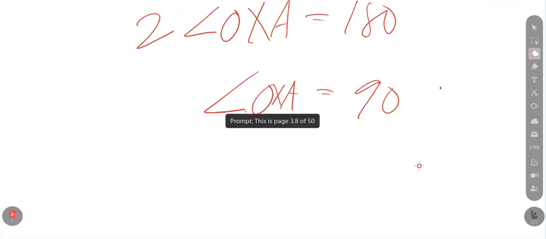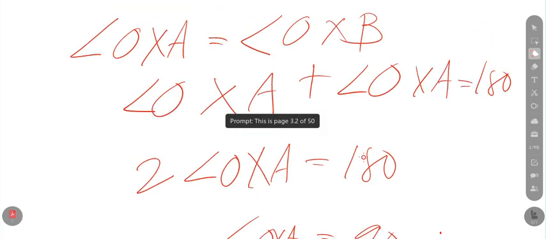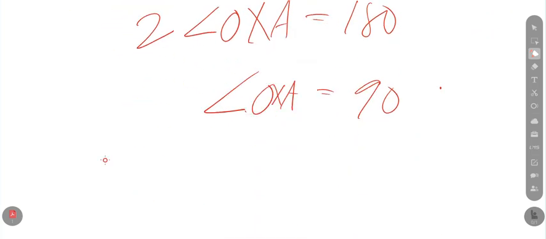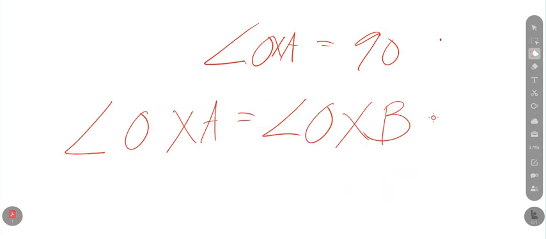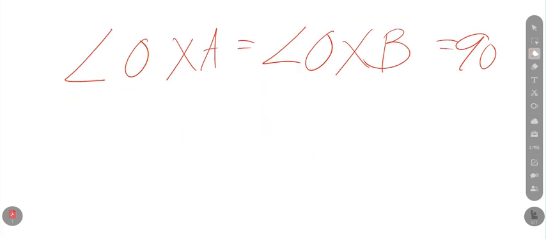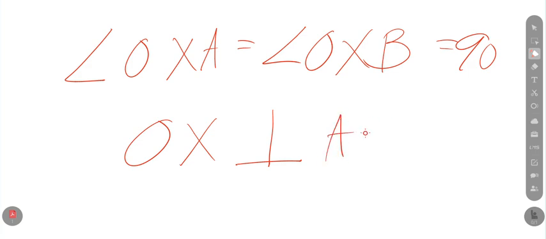Since the two angles are equal, let's write it down: angle OXA equals angle OXB, and they are both equal to 90 degrees. So we can prove that OX is perpendicular to AB. Okay, so that shows the solution.